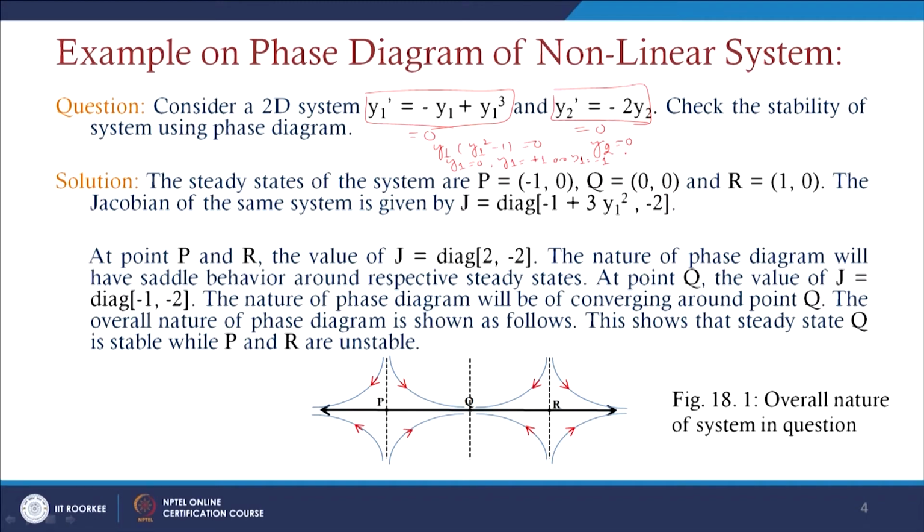Hence, the steady states of the system are: the first point is (-1, 0), the second one is (0, 0), and the third one is (1, 0).